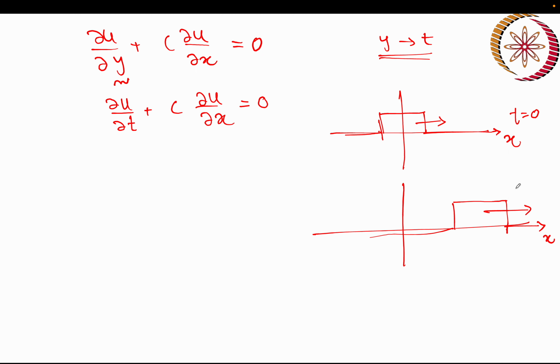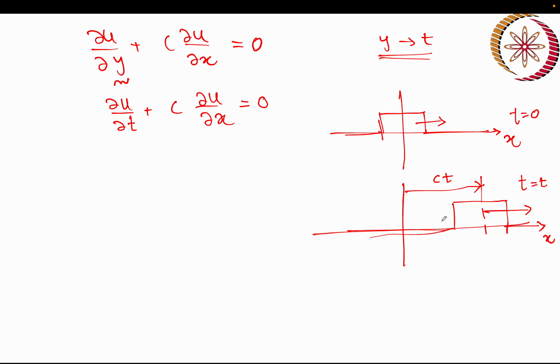And this is x, and let's say this is at some next time instant t equal to t. So at time t, this is the shape, this is the location. The shape of the function is unchanged, but it has moved to this side, and the distance it has covered will be ct.